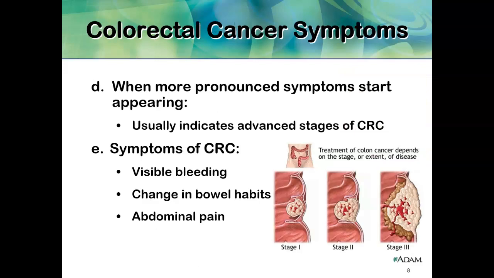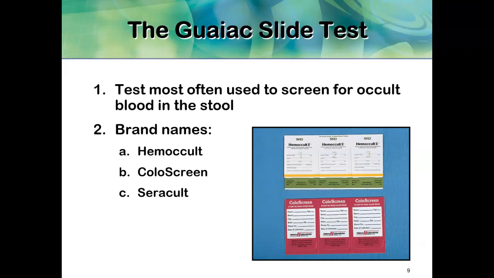So, when a patient moves out of the asymptomatic stage and some of the symptoms start appearing, this is usually when the colorectal cancer has advanced, and it can become really serious because treatment of colon cancer will depend on the stage and the extent of the disease that the patient is experiencing. So, when a patient starts getting symptomatic, what we typically see is visible bleeding, their bowel habits will change, they can start experiencing abdominal pain. Sometimes they'll even feel referred pain in the back or in the thighs. And this is not good. So, this is one of the reasons we really want to catch it early in advance.